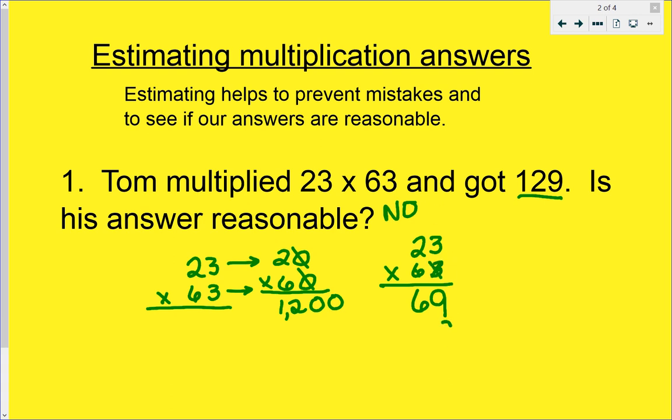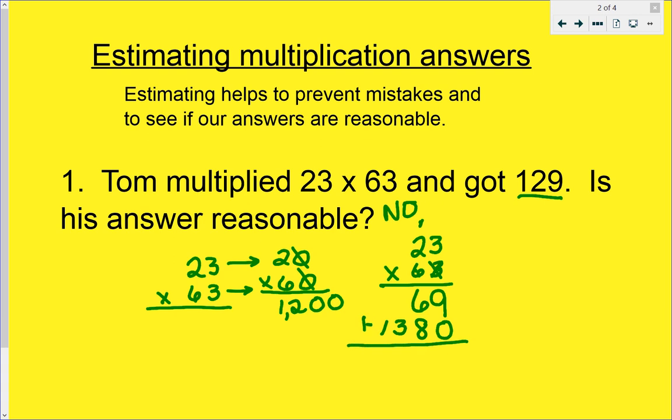So we put a 0 under here because now we're going to go multiply by tens. If you multiply by tens, there's not going to be any ones. So we put the 0 there in place. Now we have 23 times 60, or 23 times 6 because I already put my 0 in place. 6 times 3 is 18. I carry my 1. 6 times 2 is 12 plus 1 more is 13.